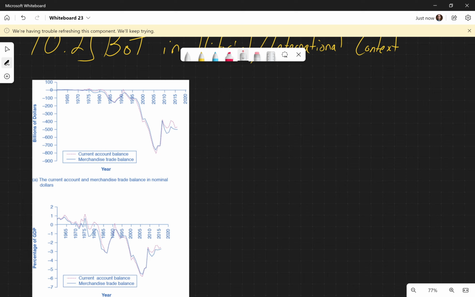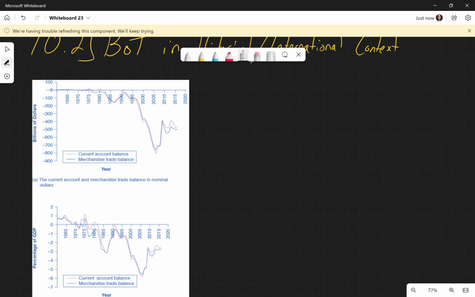We can see that anytime it's above zero, that means we have a current account surplus, and anytime it's below zero, that means we have a current account deficit. So we are running a trade deficit and a current account deficit by both of these lines. The red dotted line shows our current account balance, which is negative, and our solid line shows our merchandise trade balance, which is also negative.